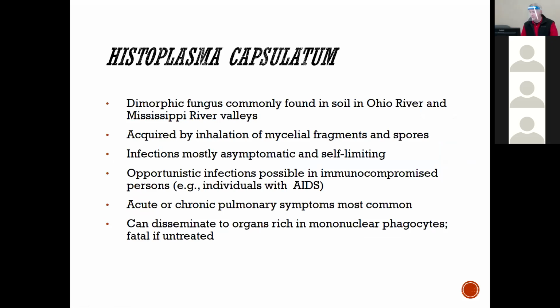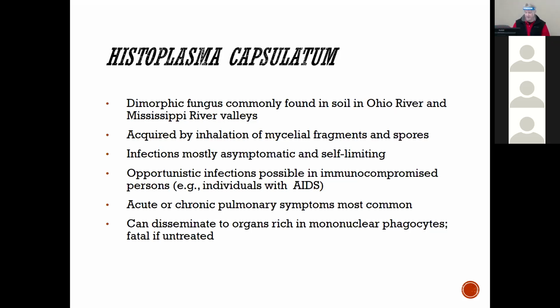Histoplasma capsulatum, dimorphic, meaning what? It can be both single and multicellular. Exactly, it can be a single yeast or it can be a multicellular mycelia. Found in the Ohio River Valley, Mississippi River Valleys. That means we're in that ballpark. Acquired by inhalation. I think this is the one that did shut down my haunted house back in the day, was histo. Acquired by inhalation of the mycelia fragments and spores. So definitely those spores come into play here.